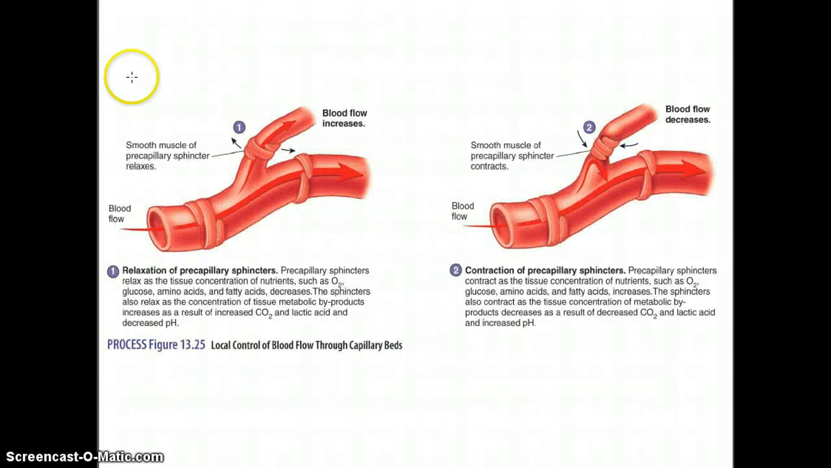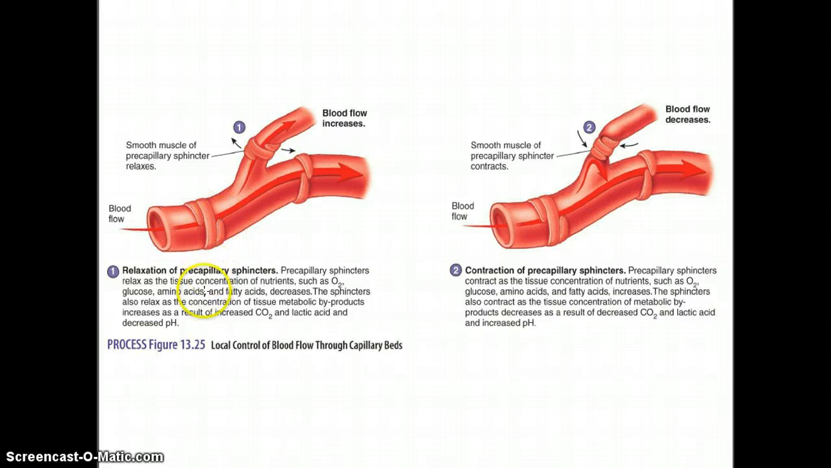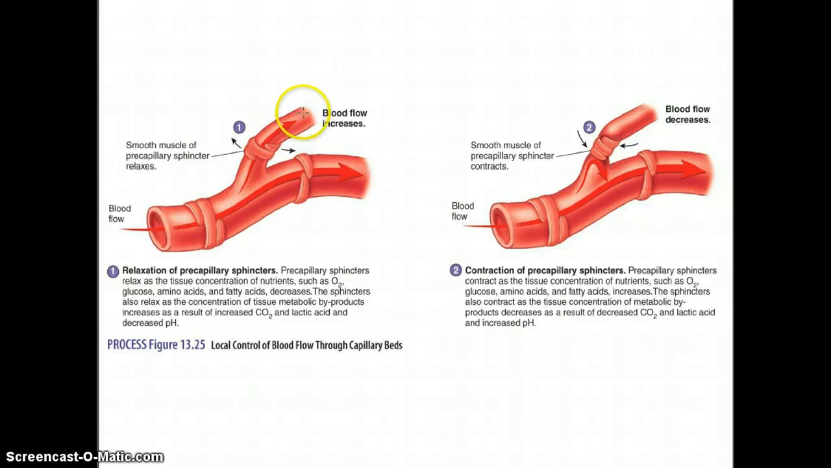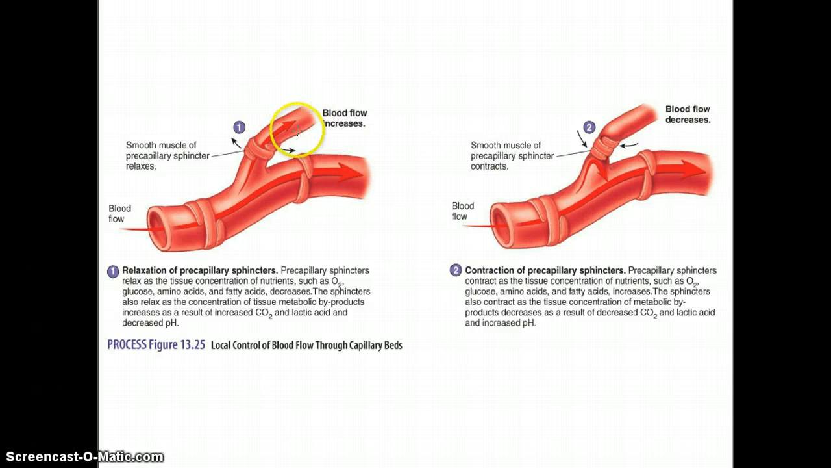Here is an example of the precapillary sphincters. They relax when the tissue concentration of nutrients such as oxygen, glucose, amino acids, and fatty acids decreases. Because the blood is carrying those nutrients, if the nutrients are low in the surrounding tissues, the precapillary sphincters will relax and allow blood to flow into the capillary network to be then admitted to the tissues. Okay?